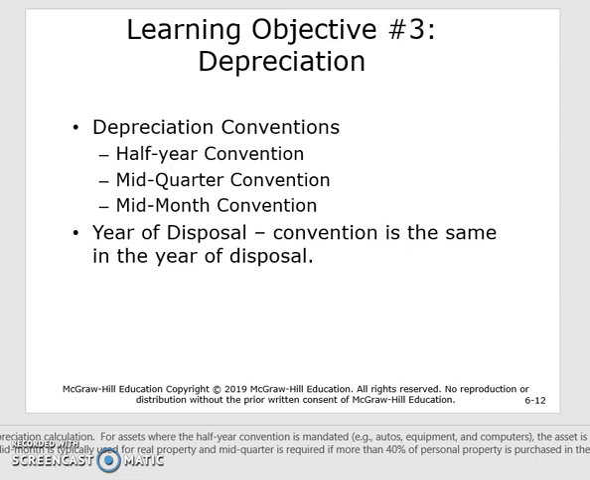The depreciation conventions that are used are the half-year convention, mid-quarter convention, and mid-month convention. In the year of disposal, the convention is going to be the same. So the conventions mean when we are calculating depreciation, if we're using the half-year convention, the asset is treated as being placed into use in the middle of the year. If it's the mid-quarter, it would be considered the middle of the quarter, and mid-month, the asset would be placed into service in the middle of the month.